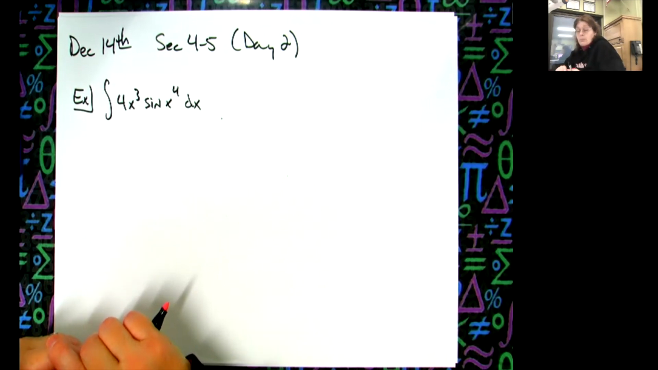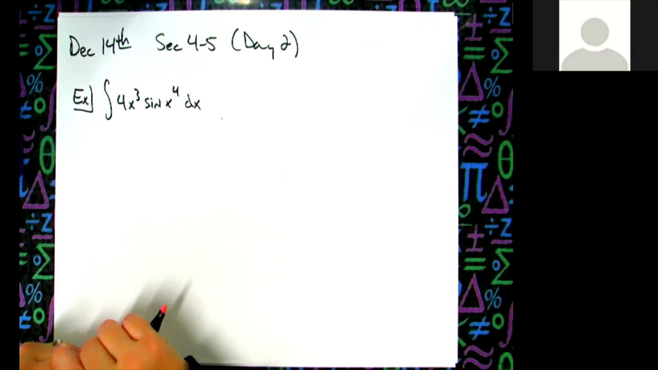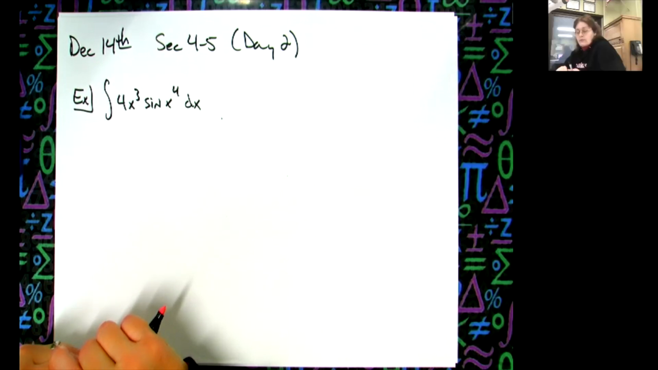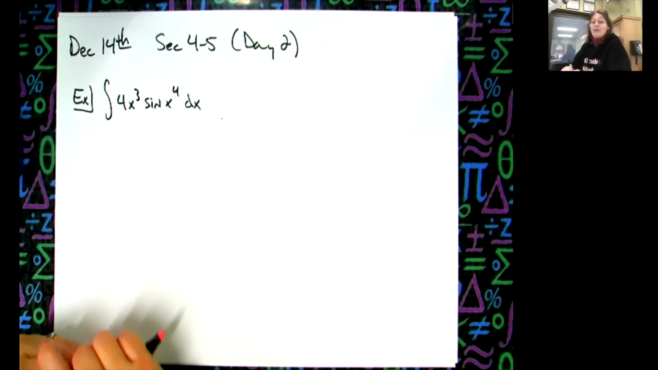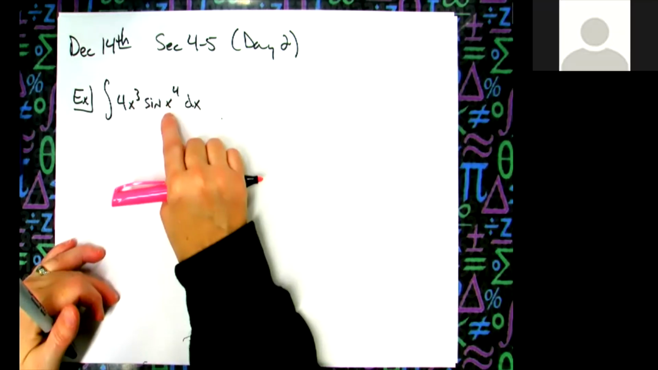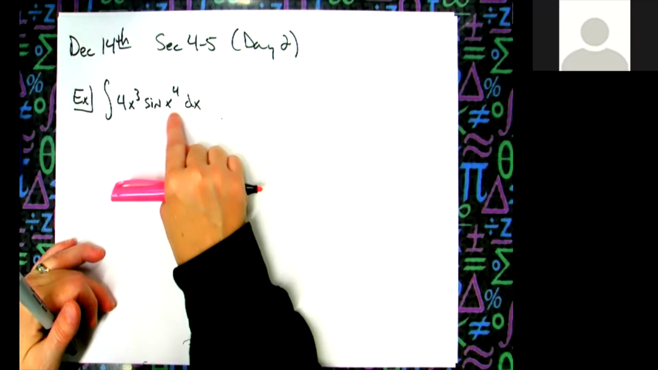Okay, can anybody pick what u is going to be on this one? Like if you had to pick something, what would you pick? The x to the fourth on the inside of the sine function. Very good, Josiah. Now, can you tell me why you chose that? Because if you had to take the derivative of sine x to the fourth, that's not going to be very pretty. Yeah, that's true. It's going to be a chain rule. This is the inside most part of that sine function, right?